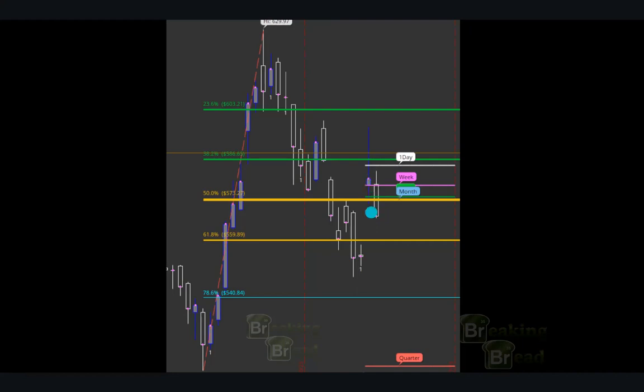So make sure you're marking those levels that I said: the year, the quarter, the month, the week, and the day. Find those 50% levels.